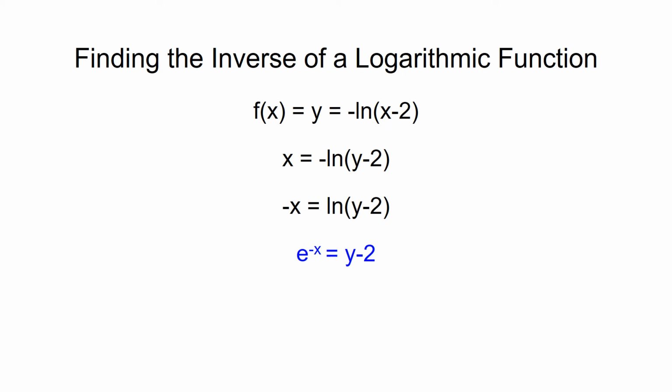So I've taken the exponential on both sides of the equation. I still need to get y alone, but I'm much closer to it than I was before. To get y alone, I add 2 to both sides. And now I have y alone on the right side of the equation, and on the left side I have e to the minus x plus 2. And that is equal to the inverse function of the function I began with.